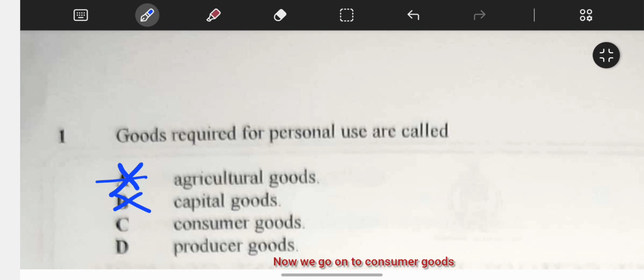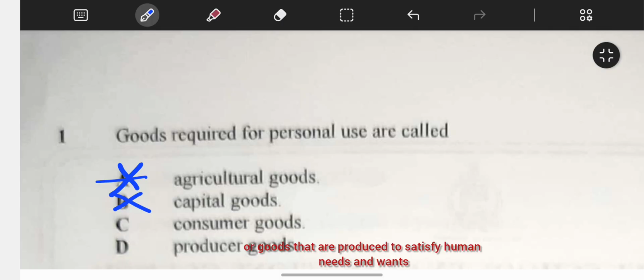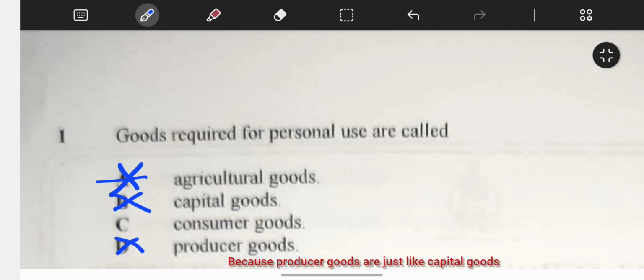Now we go on to consumer goods. Consumer goods are goods used by the consumers, or goods that are produced to satisfy human needs and wants. So this might be the answer, but first, let's take a look at producer goods. Producer goods are wrong. Why? Because producer goods are just like capital goods. They are goods used to produce other goods. So the correct answer here was C.